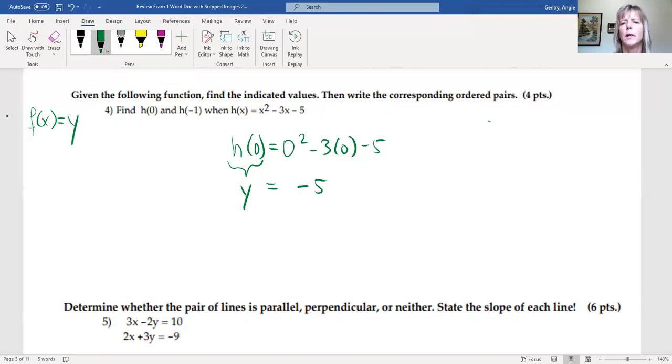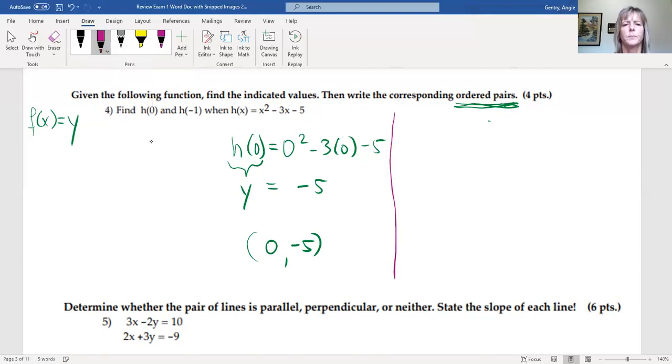So what does this mean? Then I ask people, hey, write the corresponding ordered pairs, and they struggle with this. They don't know what to do. And I want you to remember this. When is y -5? When you said x is 0, okay? So when x is 0, y is -5.